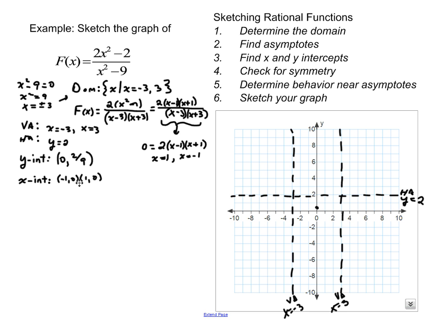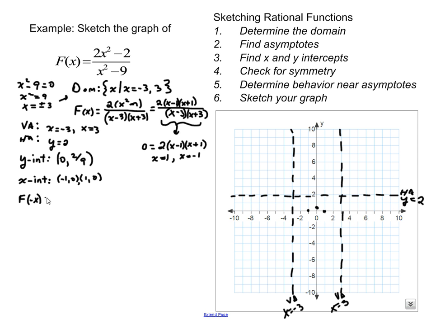I'll plot those here. And here it looks like there's something interesting happening right here. And in fact, we should check for symmetry. If we check for symmetry right here, we might note the following.